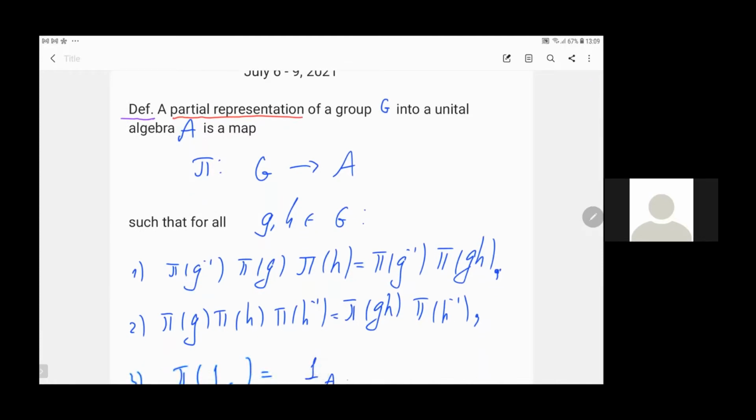Can you see my screen? Yes, yes. Okay, thank you.